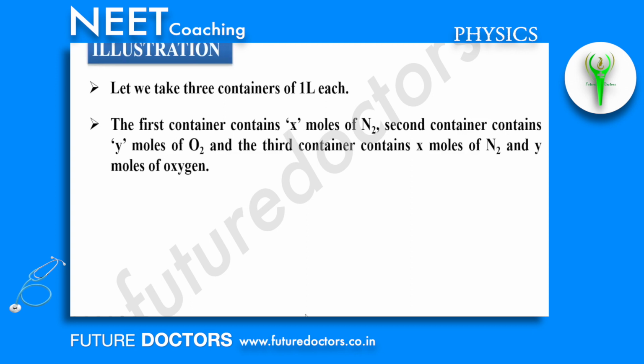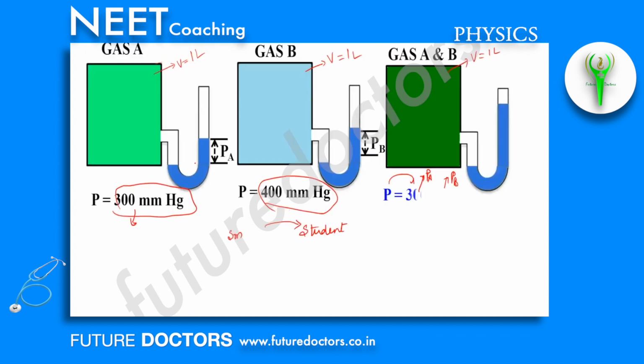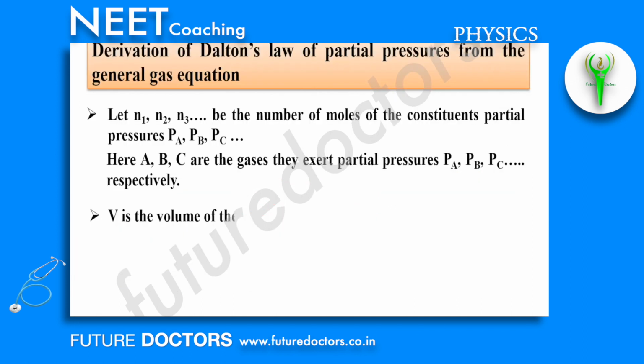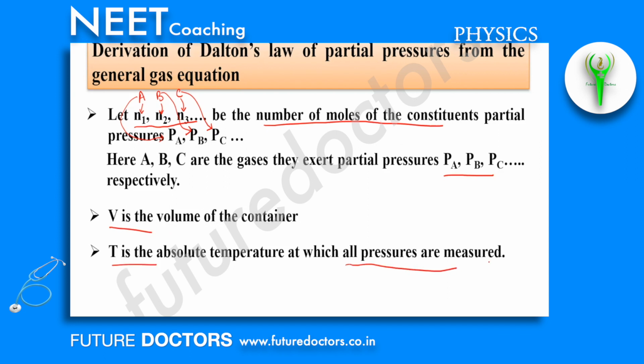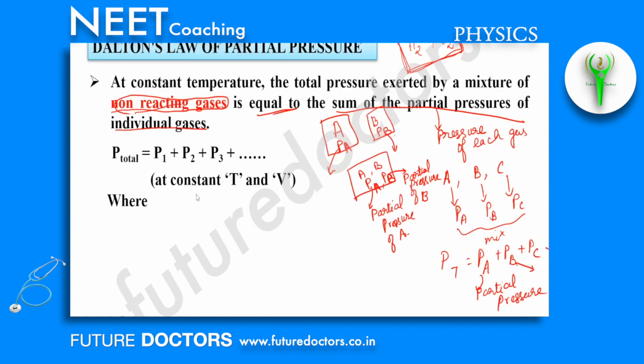Now we are going to derive Dalton's law. The first container contains x moles of nitrogen. The second container contains y moles of oxygen. The third container contains x moles of nitrogen and y moles of oxygen. The container capacity remains the same. Now we derive Dalton's law of partial pressure from the general gas equation. Let N1, N2, N3 be the number of moles of the constituents, V the volume of the container, and T the absolute temperature at which all pressures are measured, at constant temperature.